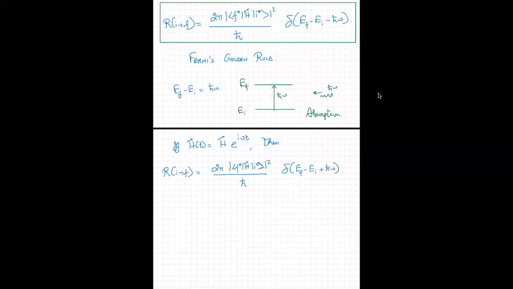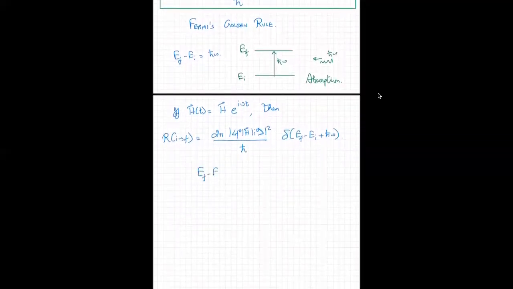What does this mean? This delta function is only non-zero if EF minus EI plus h bar omega is 0, which tells me that EF is EI minus h bar omega, which means the final state energy is less than the initial state energy. How do I understand this process? Well, again, if I draw two energy levels, in this case, the final state energy is at a lower state than the initial state energy, which means the atom or the system starts out at an excited state, and the effect of the perturbation is such that it de-excites the system from a higher excited state to a lower excited state.